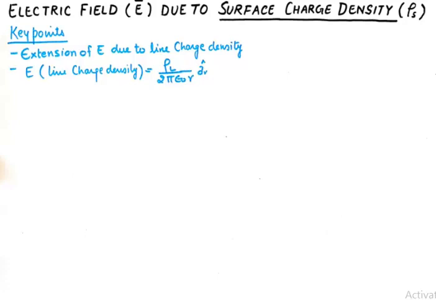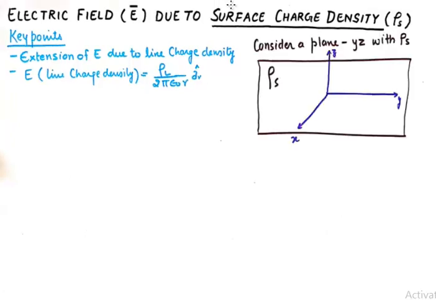And we must also remember the formula for E for line charge density, which was rho L upon 2 pi epsilon naught R, and it was in the radial direction. If you have any doubts regarding this formula, you can refer to the previous video. That is highly recommended. So let's consider some surface charge density spread over the YZ plane.